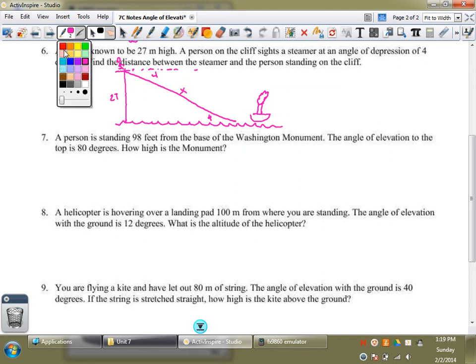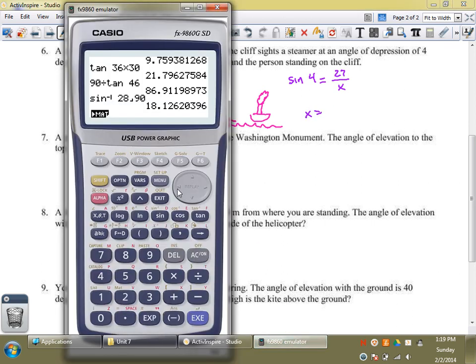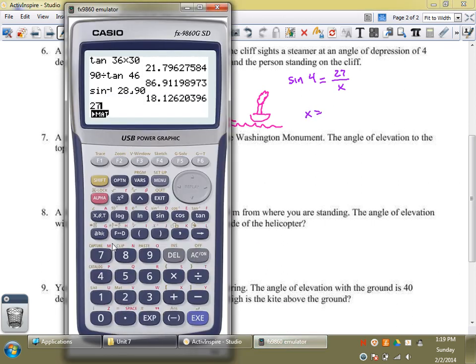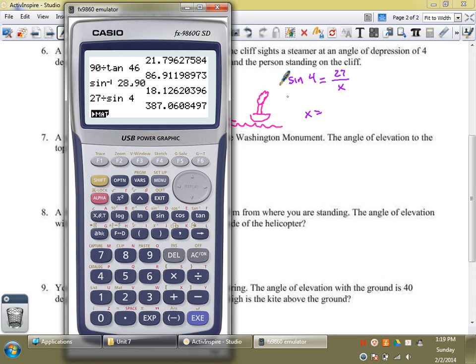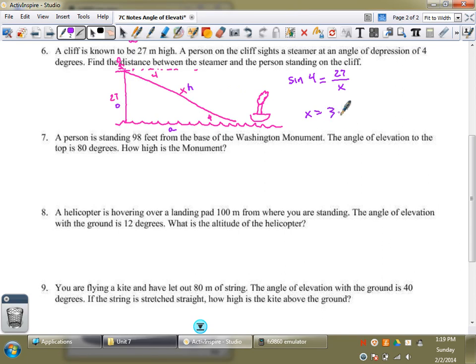So when we label what we have here, we have opposite, hypotenuse, and adjacent. So we're going to use sine. So the sine of 4 equals 27 over x. All right. Variable on the bottom again. So we're going to do 27 divided by the sine of 4. And we get 387.1. So 387.1 meters. All right.